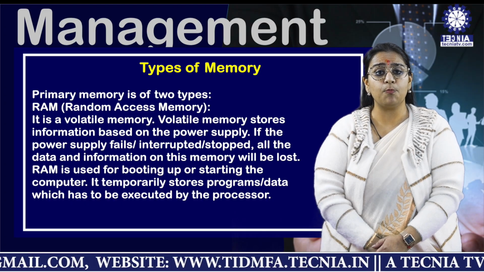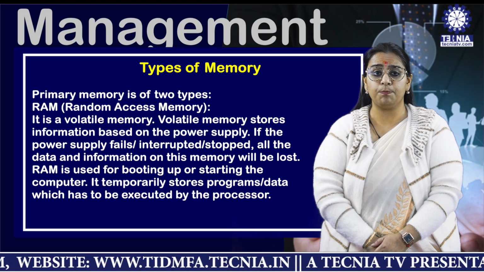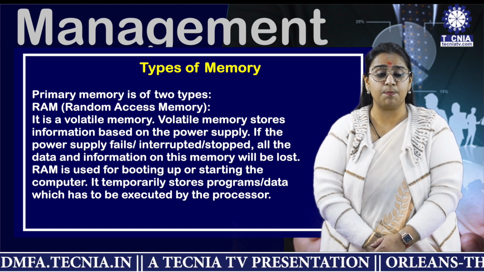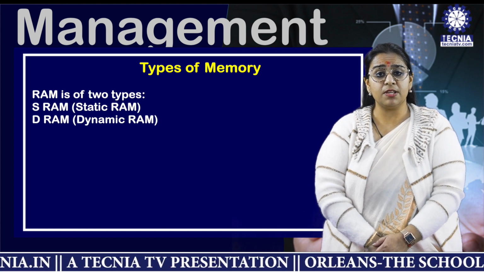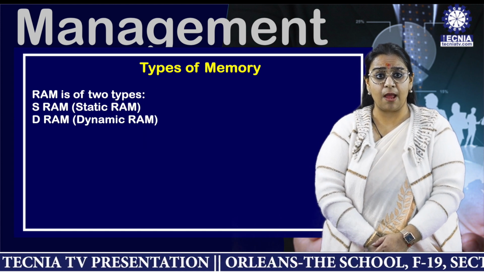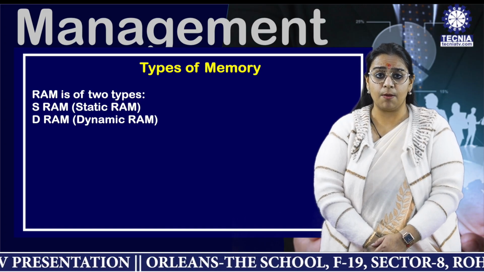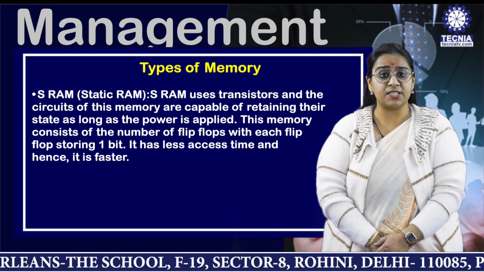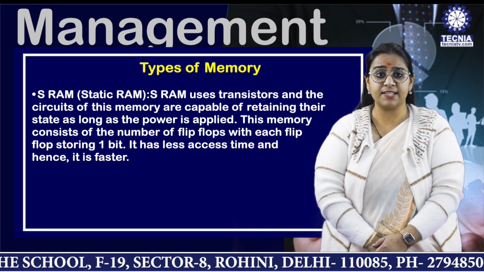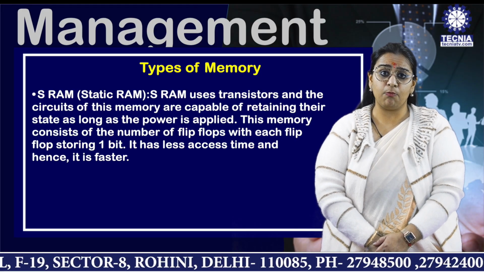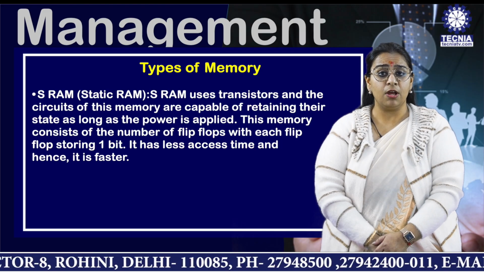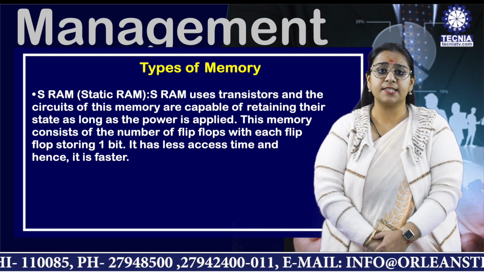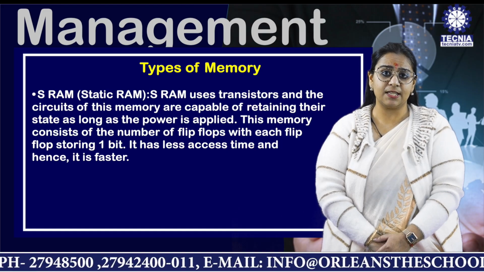It is used for booting up or starting up the computer. It temporarily stores the data which is executed by the processor. The RAM is of two types, static RAM and dynamic RAM. Let's talk about the static RAM. This memory is capable of retaining its state as long as the power is applied. This memory consists of a number of flip-flops, with each flip-flop storing a bit. It has a low access time and hence it's faster.